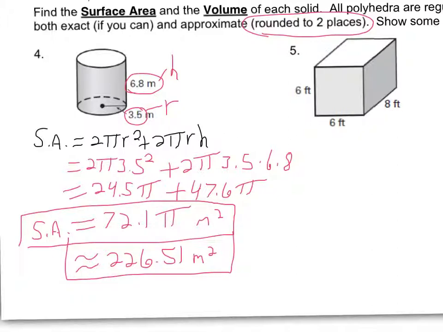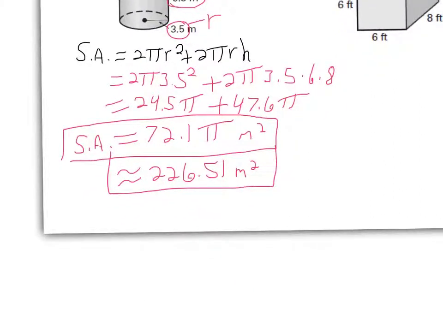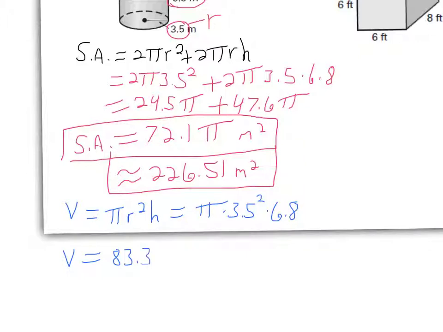Now, don't forget, we're also doing volume, as the directions say. So look at the formula sheet for volume of a cylinder, and it's just printed right on there. Volume of a cylinder is pi r squared h. It's actually a much easier formula. So for us, that's going to be pi times 3.5 squared times 6.8. Again, I'm going to type in just the 3.5 squared times 6.8. I'm not going to type in the pi yet. So the volume equals 83.3 pi cubic meters.